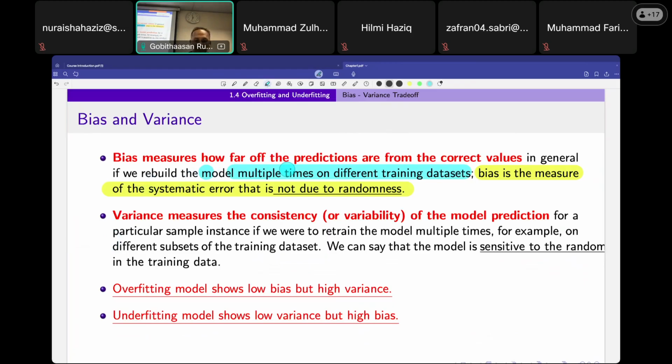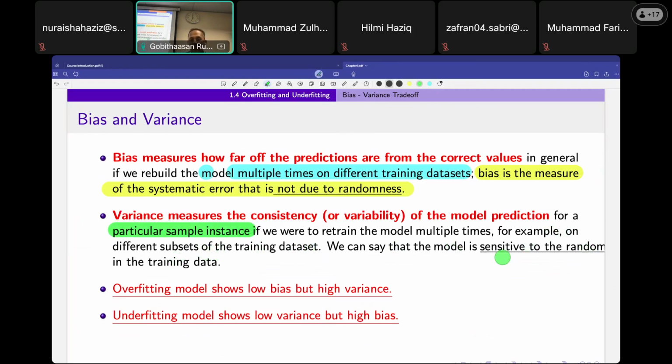Whereas the variance measures the consistency of the model prediction for a particular sample instance. So a particular sample instance means we take a part of the data set and we calculate the variance, for example on a different subset of the training data set. A different subset might have different variance. One with a lot of variance means there are a lot of differences between the data, and the other part may be small.